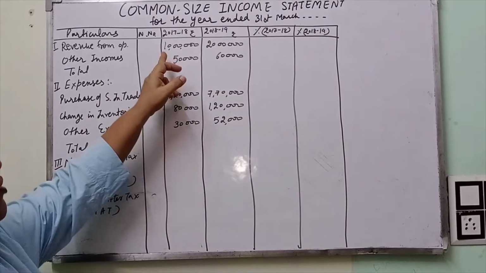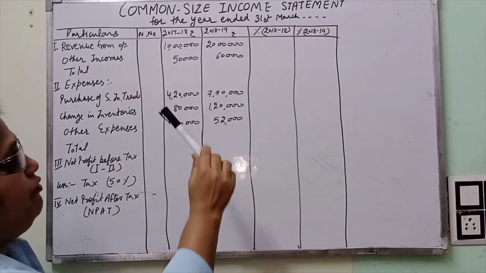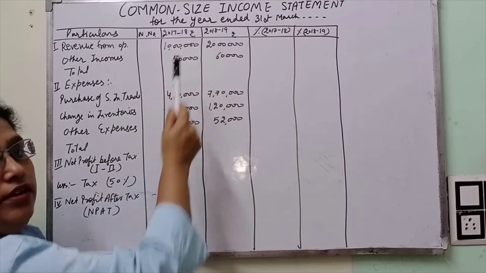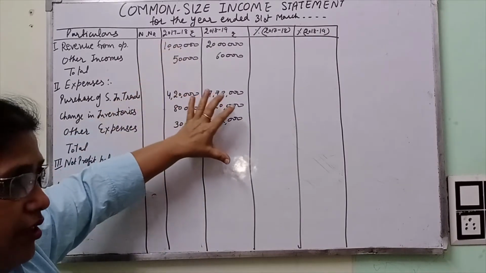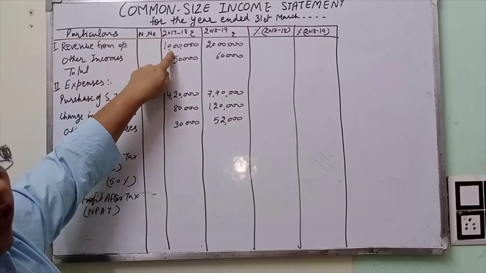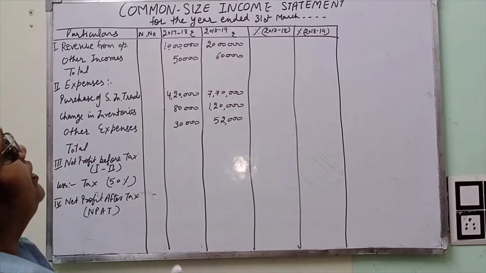So student, I have written the question here. First of all, as I told you, we have to write the amount of the previous year prior to the current year. So I have written the question here. Revenue from operation for the previous year is 10 lakh. It is mentioned in the question. And for the current year it is 20 lakh.